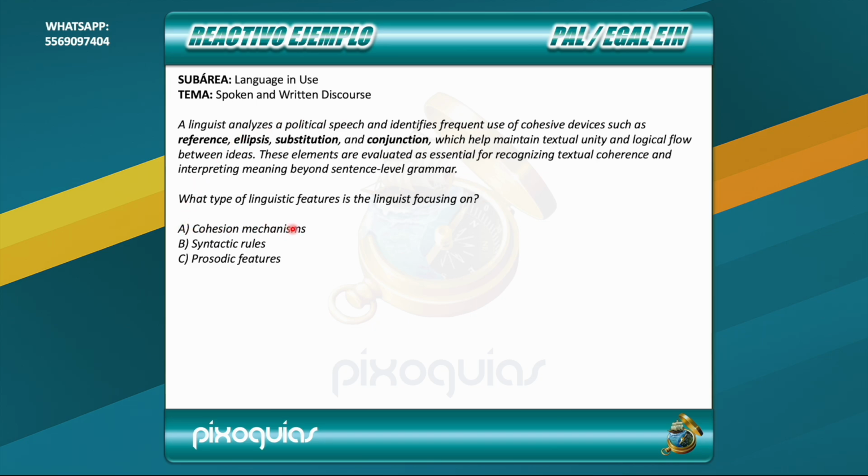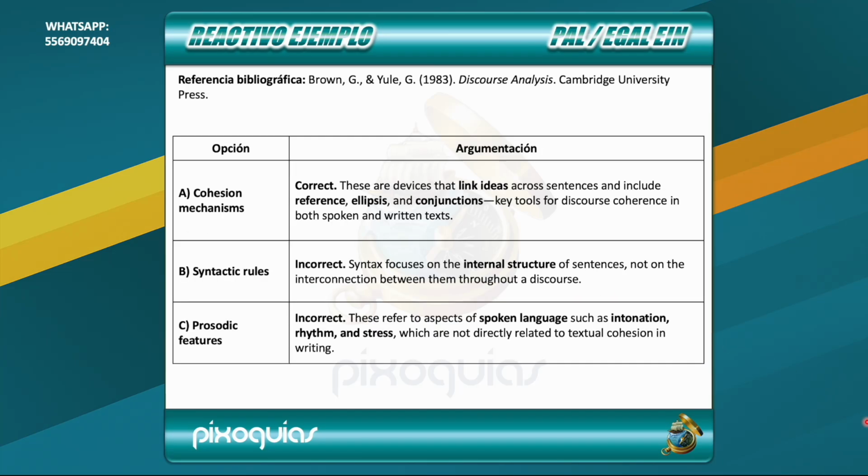A. Cohesion mechanisms, B. Syntactic rules, or C. Prosodic features. Correct answer is A. Cohesion mechanisms. This answer is correct because these are devices that link ideas across sentences and include reference, ellipsis, and conjunction, key tools for discourse coherence in both spoken and written texts.